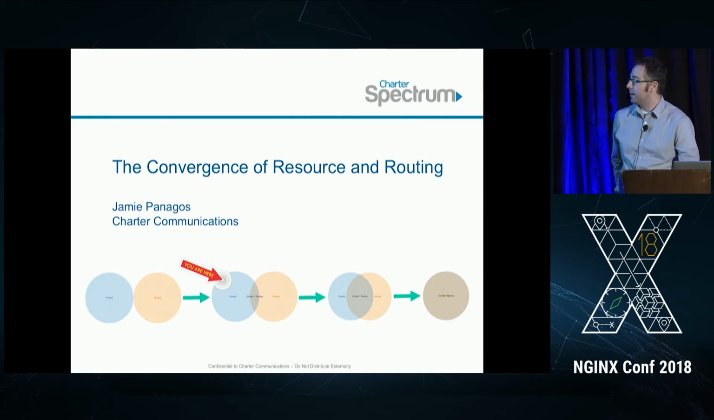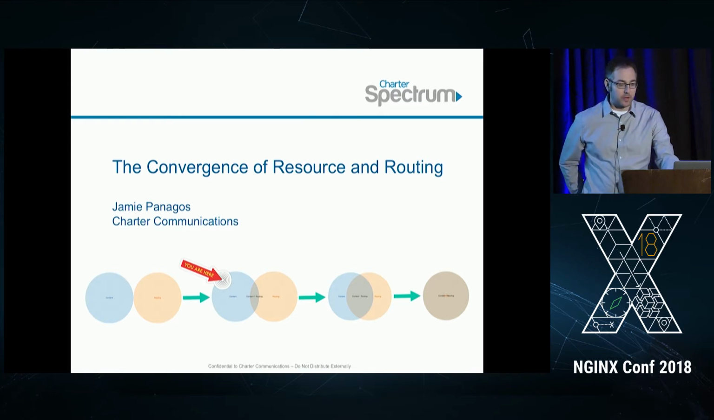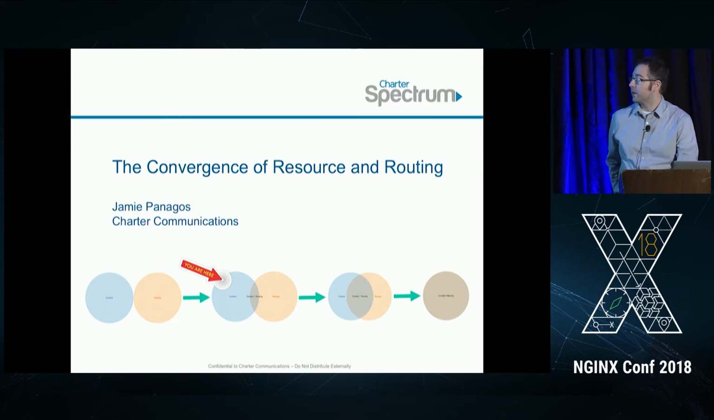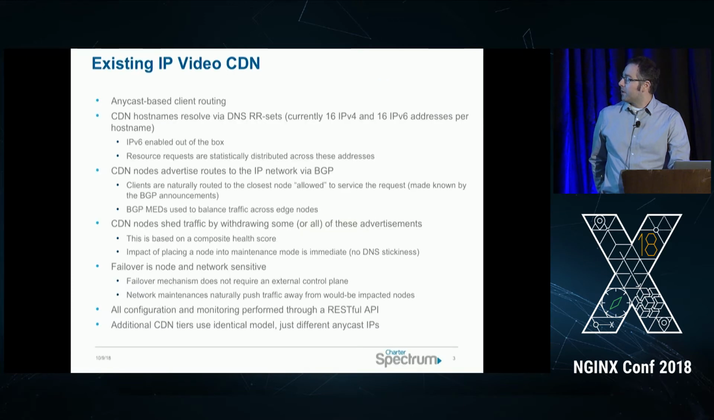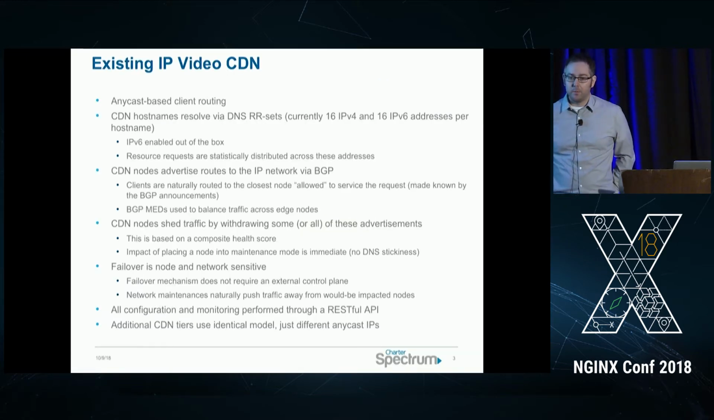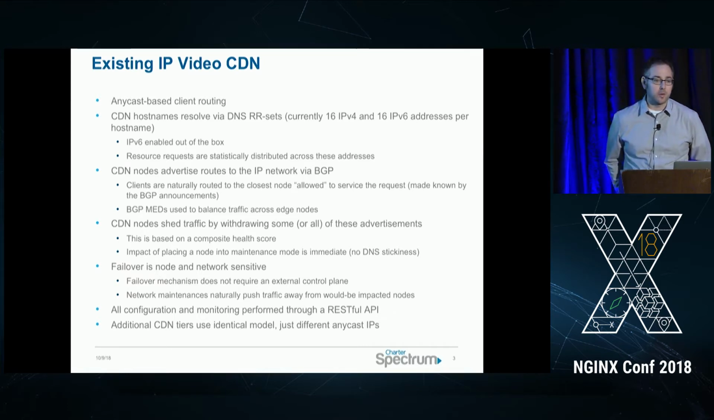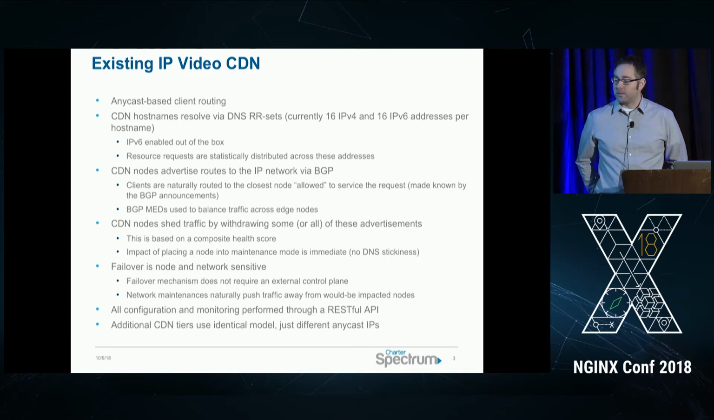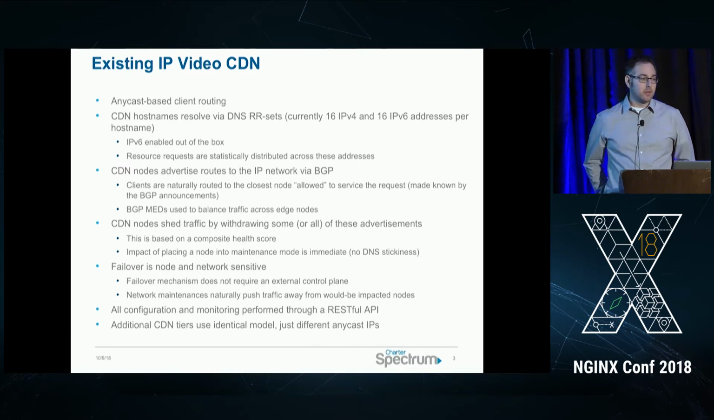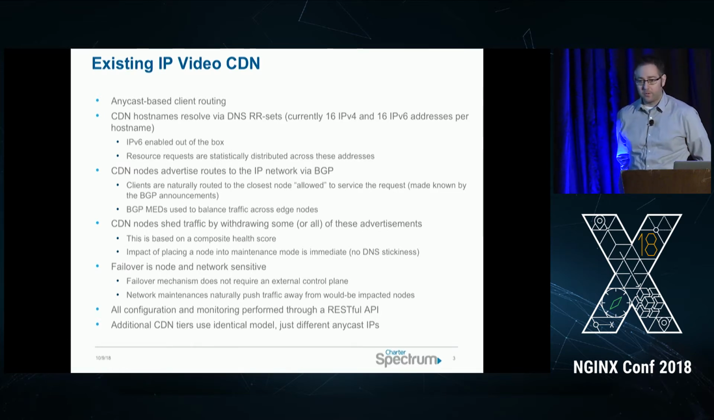So we're going to talk a little bit about our road to where we are today, and then some of the stuff that we're thinking about doing in the future that I think is pretty exciting. So current environment, we run our own IP video CDN that we built in-house. It's an Anycast-based client routing model. So what that means is the CDN nodes advertise reachability to different IPs to the network, and the clients try to go to those IPs.